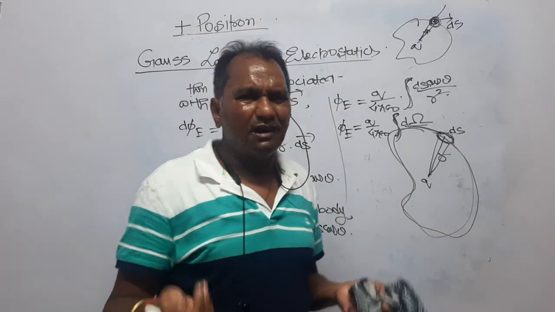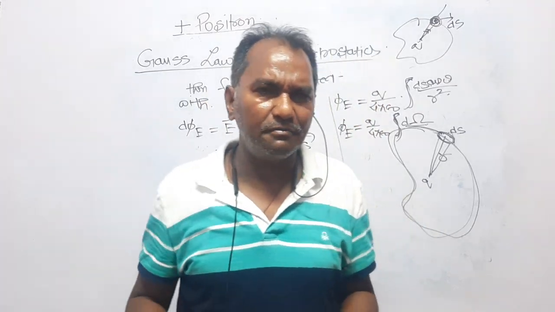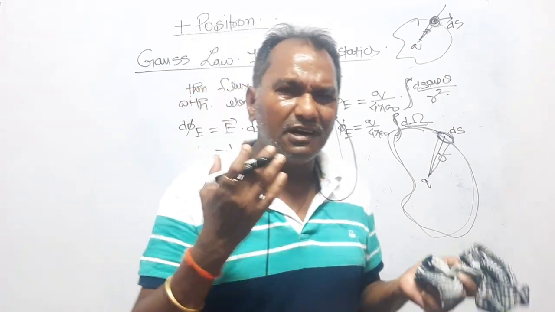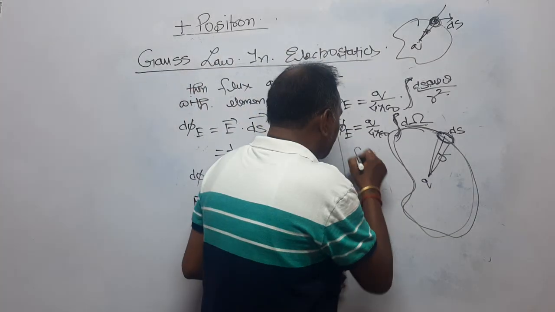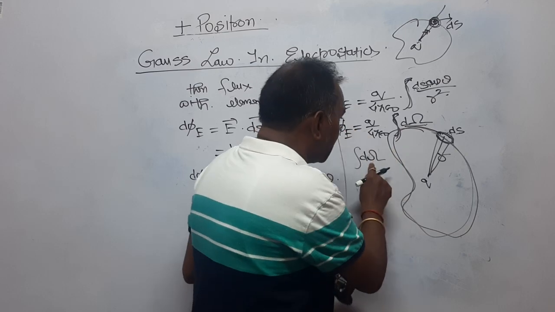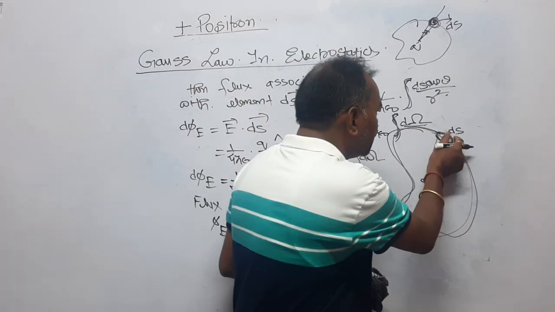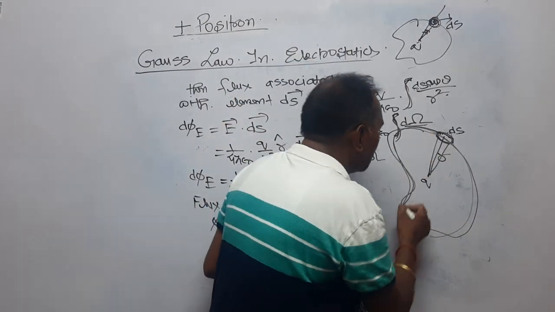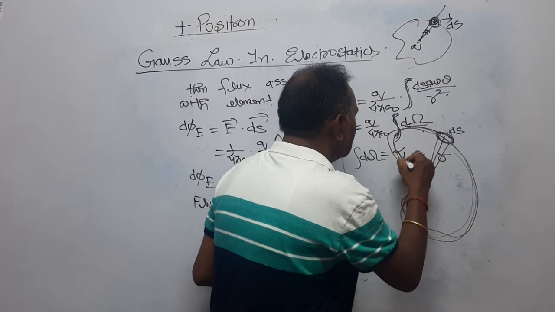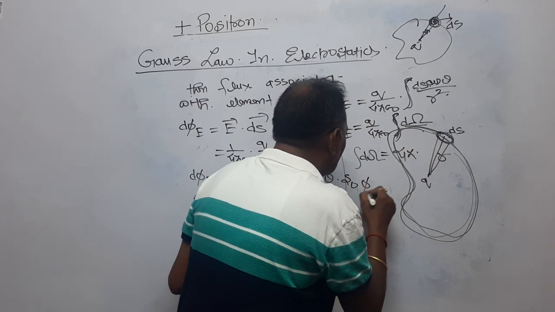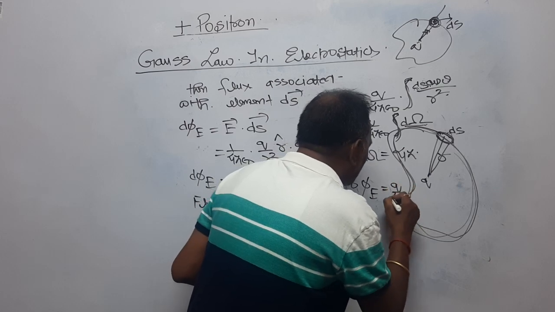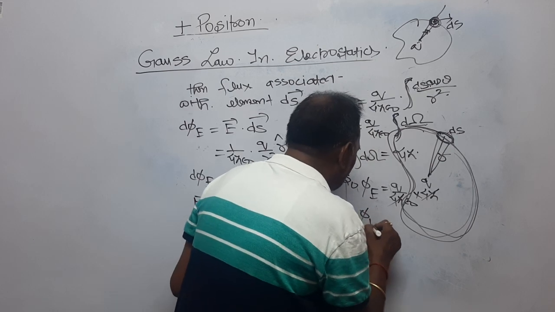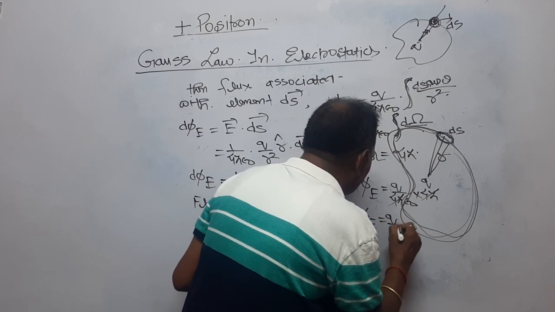I said at the beginning of my video that where the charge is kept is immaterial. This is a very general law. So, d omega is the solid angle subtended by element ds at point q. Now, the integral of d omega is the solid angle subtended by the whole body at charge q, and that is 4 pi. So, phi is equal to q upon 4 pi epsilon naught into 4 pi. 4 pi will be cancelled. So, phi is equal to q upon epsilon naught.